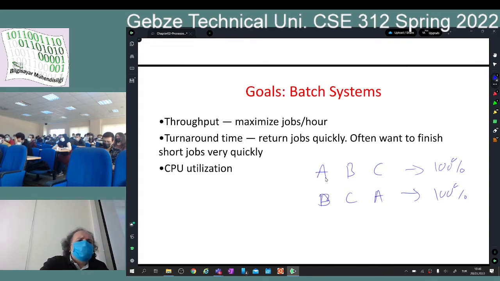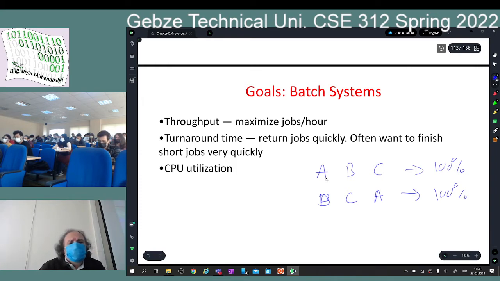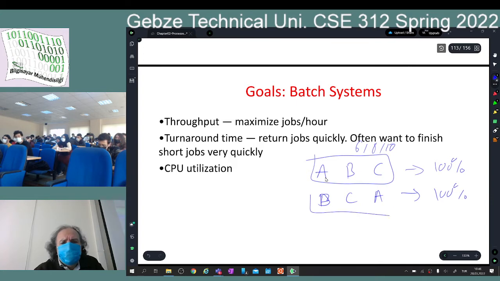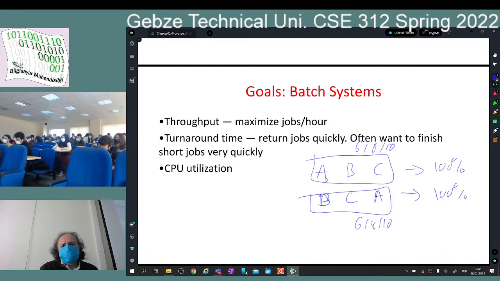In this case, they made these two definitions, throughput and turnaround time. Throughput is this: maximize jobs per hour. Are you going to do this in 6 hours or 8 hours or 10 hours? Are you going to do this again in 6 hours, 8 hours, and 10 hours? It looks like, what is the difference? At the end, I am going to do all of them, and whatever the total time required for ABC, if you add them up, it will be my throughput. You might say it that way.